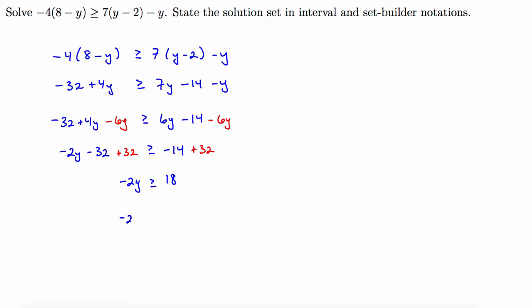Our final step is to eliminate the coefficient on the variable. Currently, we have negative 2y, and the way to cancel out multiplying by negative 2 is to divide both sides by negative 2. The catch is to remember, anytime you're multiplying or dividing an inequality by a negative number, the inequality will be reversed. Our greater than or equal to that we originally had will now become a less than or equal to. Again, simplifying, negative 2y divided by negative 2 is y, so y is less than or equal to 18 divided by negative 2, which is negative 9.